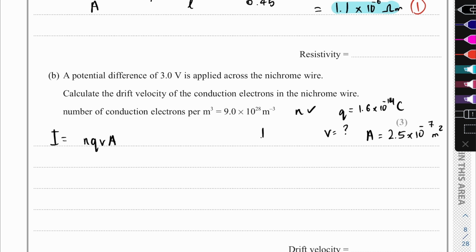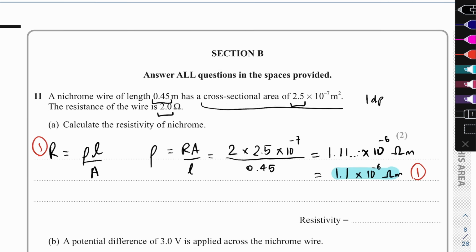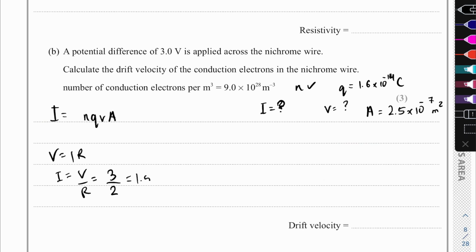We also don't know I. How can we work out I? They've given us potential difference. We know V equals IR, so I equals V over R. So 3 over 2 ohms, because 2 we got from here. We will get 1.5 amps. So now we just have to rearrange.